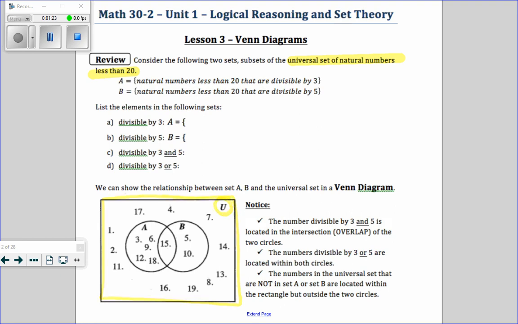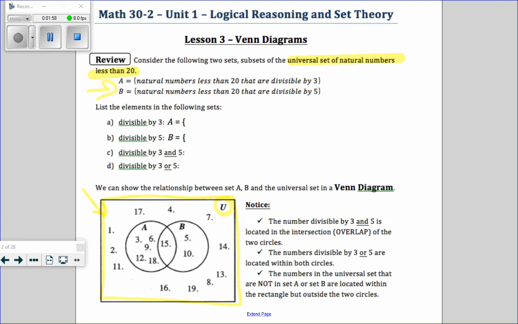is every number. So within that square, within that rectangle, you have to have all the numbers from 1 to 20. Okay, because it's the natural numbers less than 20. Sorry, 1 to 19. So all the natural numbers 1 to 19. So if you look at this Venn diagram, you should be able to see every number from 1 to 19 in this picture right here. Now, some of the numbers are outside the circles, some of them are just in one circle, and some of them are in both circles. Where you place those numbers is based on these definitions right here.